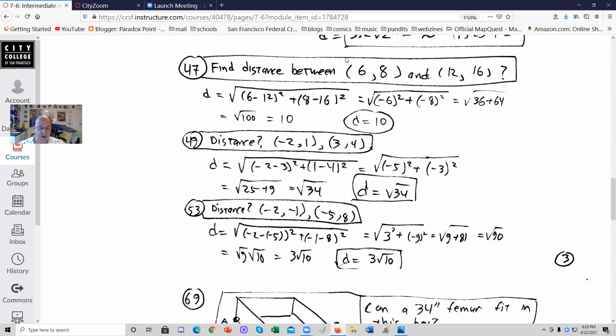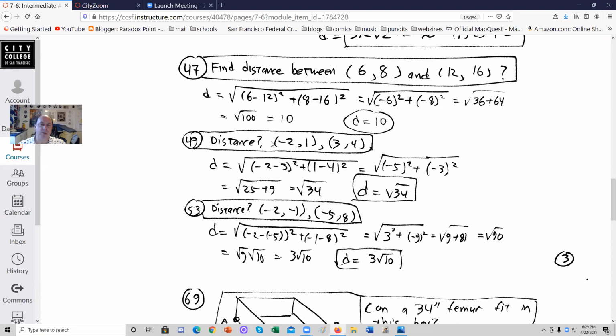Now here we have to find the distance between (6, 8) and (12, 16). Well, the difference of the x's is 6 minus 12. The difference of the y's is 8 minus 16. Those differences are squared, summed, and rooted. 6 minus 12 squared is negative 6 squared, which is 36. 8 minus 16 squared is negative 8 squared, which is 64. Root of 36 plus 64 is root 100, which is 10. So the distance between these points is 10.